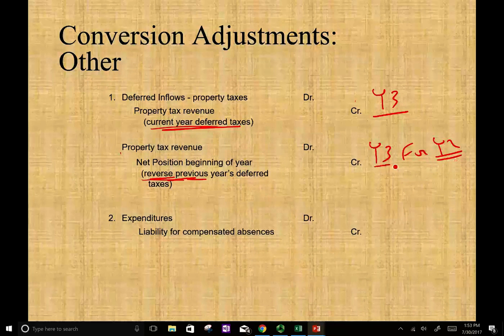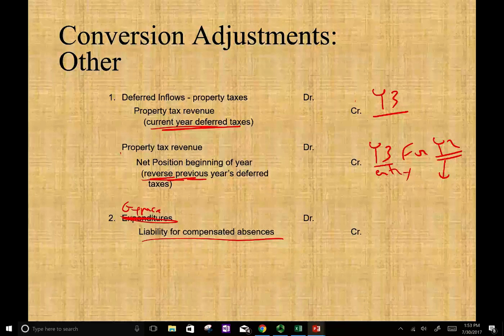So this is the year 3 entry. This is the year 3 entry to reverse the year 2 entry. This is the year 2 entry. So this is the year 3 entry to reverse year 2. Also, we need to debit, not expenditure, we need to debit expenses and credit liability for compensated absences.